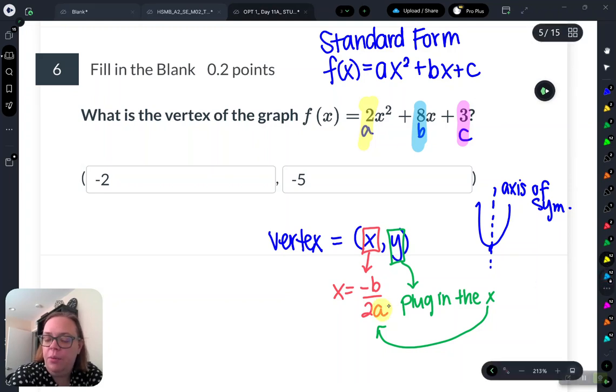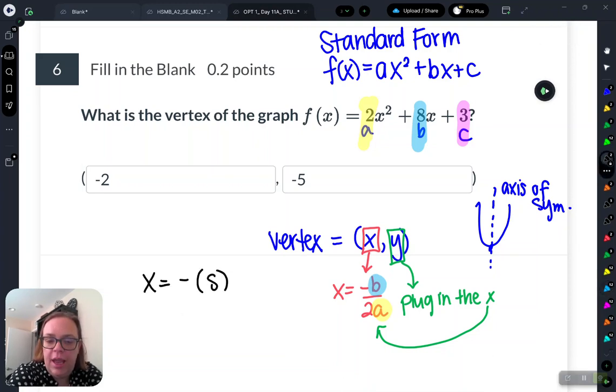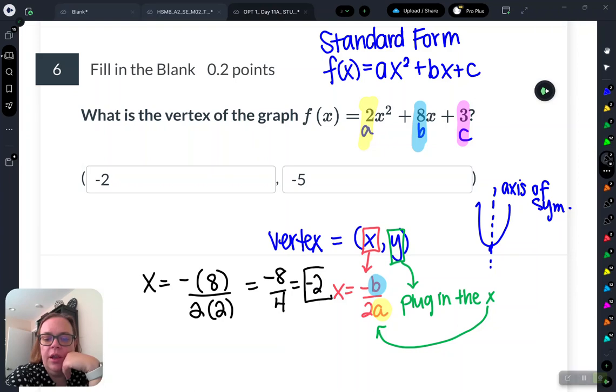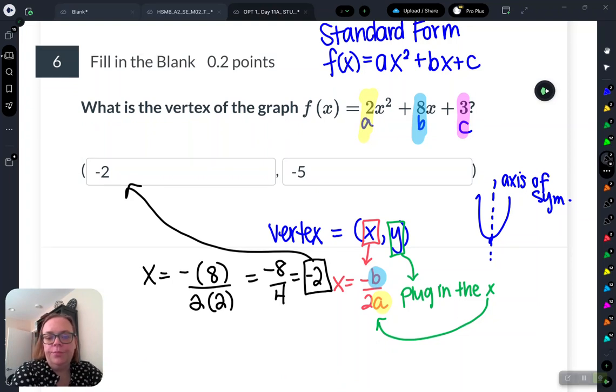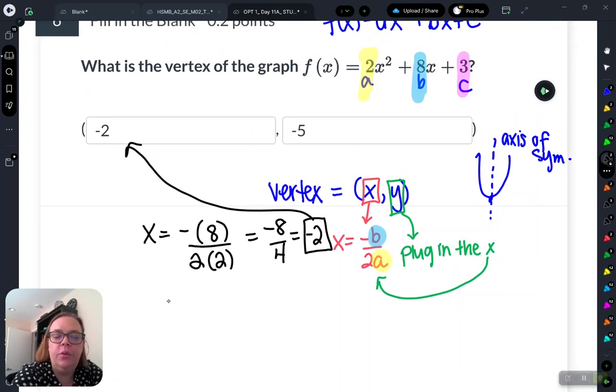Okay, so let's fill it out. x equals negative b, which is 8, divided by 2 times a, which is 2, which is equal to negative 8 divided by 4, which is equal to negative 2. There is the x coordinate of your vertex. That's how they got that negative 2. So then how do we get the negative 5, which is the y coordinate? You have to plug it in. So we need to plug in negative 2 into this function.